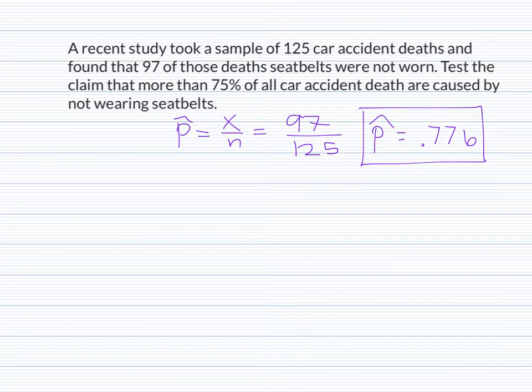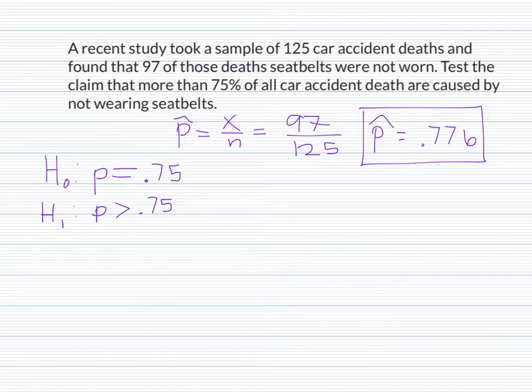So the next thing here is we need to write the null and our alternative hypothesis. Our original claim is that the proportion is greater than 75%. So the null is always, the probability is equal to 0.75. Notice I changed that to a decimal. And the alternative hypothesis is that my population proportion is greater than 0.75.